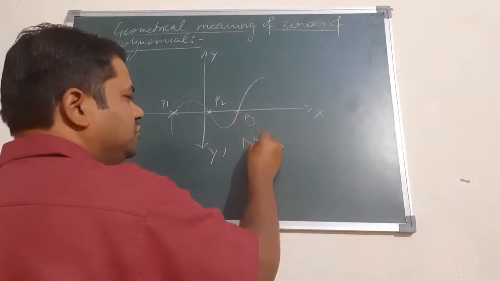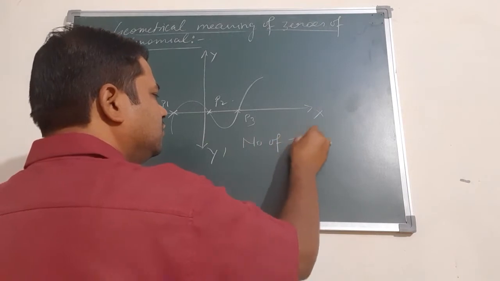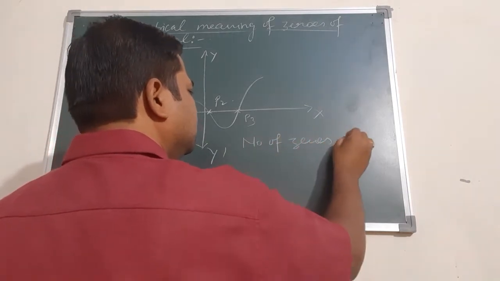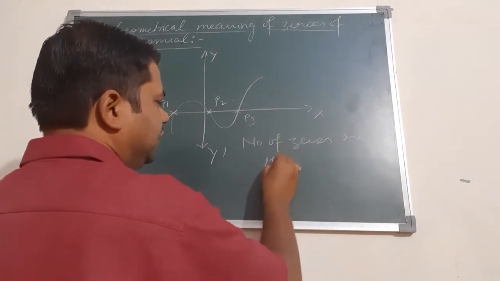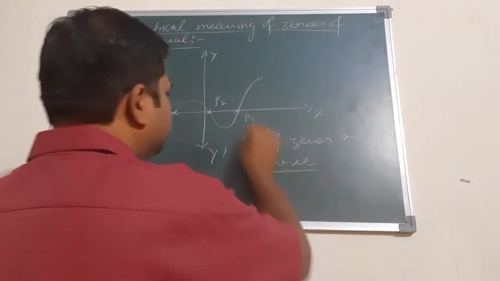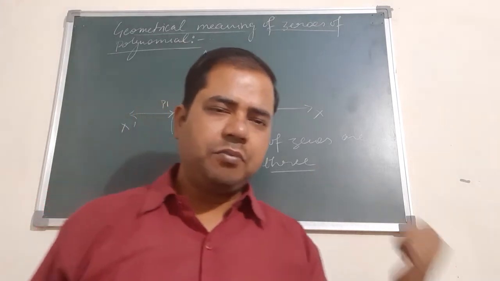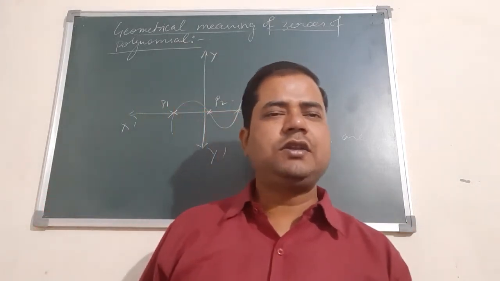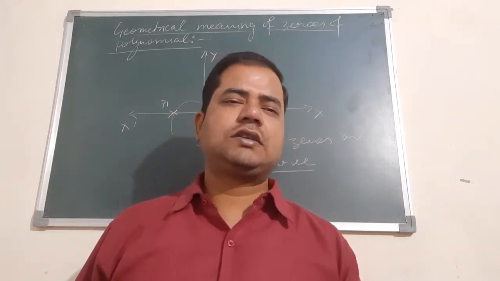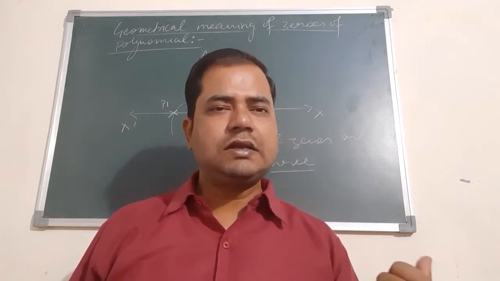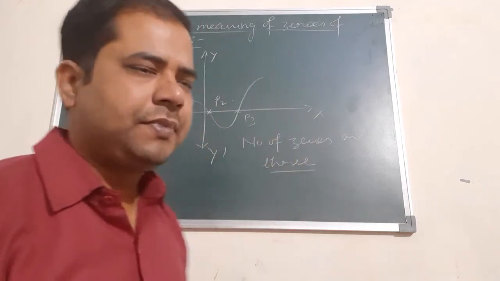So the number of zeros is 3. How many zeros are there? 3. So one thing you note down: the number of zeros is nothing but the points of intersection on the x-axis with the polynomial, that is, the curve. Okay.